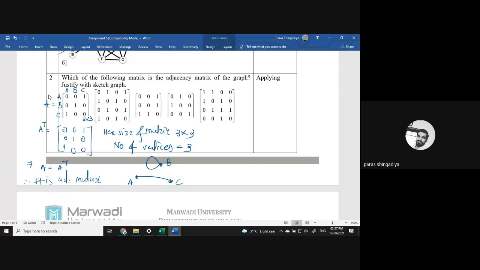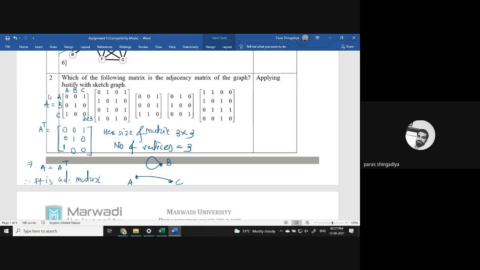Is it clear, the evolution of the graph based on the matrix? Any doubt to anyone? Okay. First verify the matrix. Consider A transpose, and if A is equal to A transpose, then it is an adjacency matrix. And then consider the order of the matrix, and based on the order we can consider the number of vertices, and then connect them. Okay.